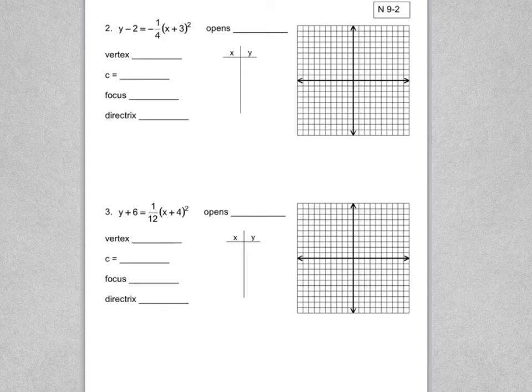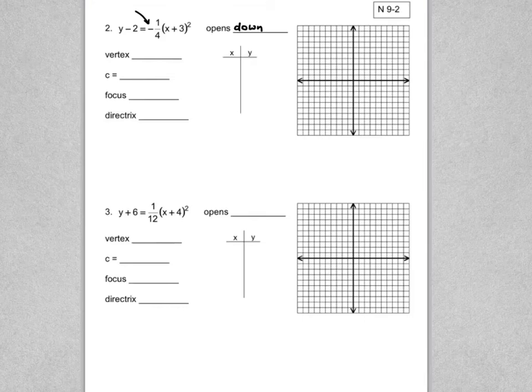Now, here we do have an h and k. We look first, which way does it open? Well, since there's a negative sign here, that means it's going to open down. So this one opens down instead of up, because that number in front of the x squared term is negative.